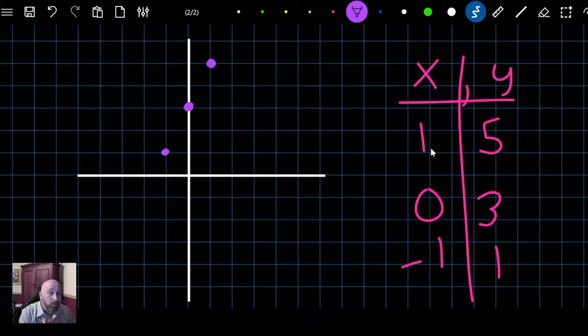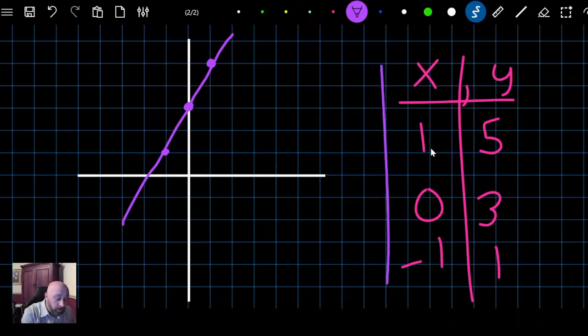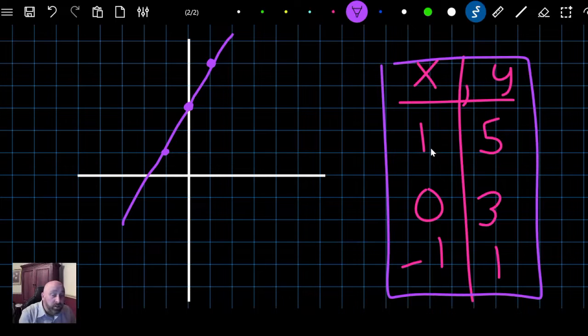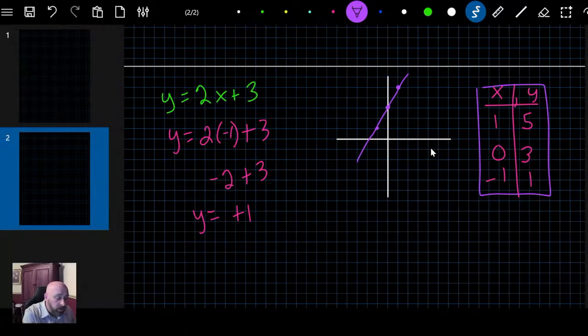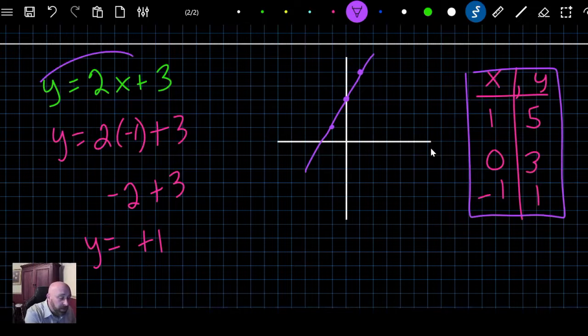Look what we have forming right here, right? We have our line forming right here. It's a little bit hard to draw. There we go. All right, so there's our line on that one. Our line came from our chart. Where did our chart come from? Our chart came from this equation. We just plugged into this equation.